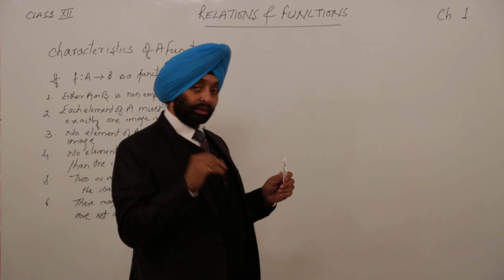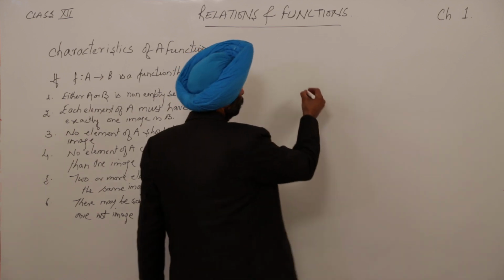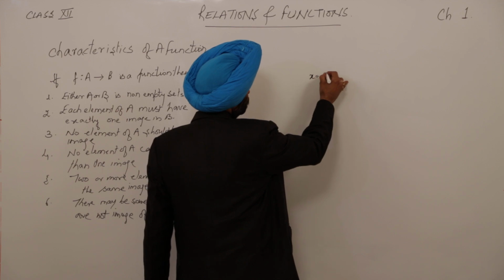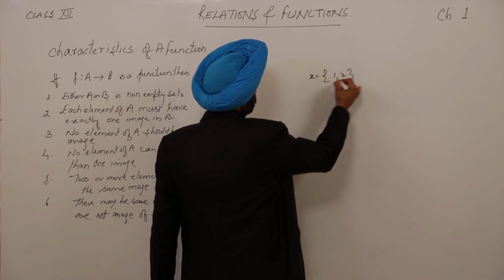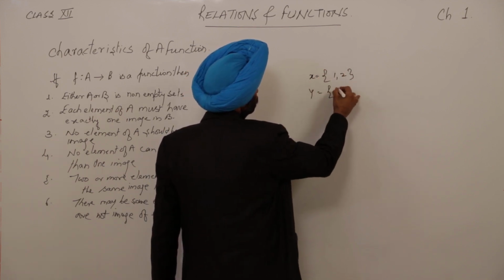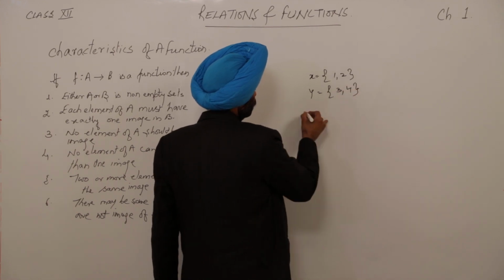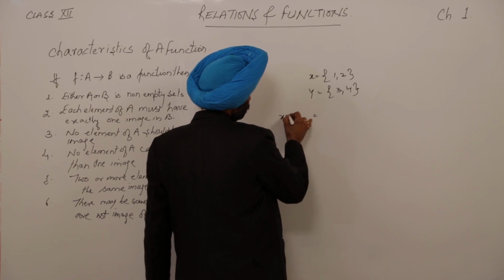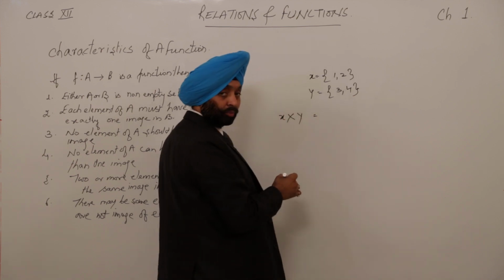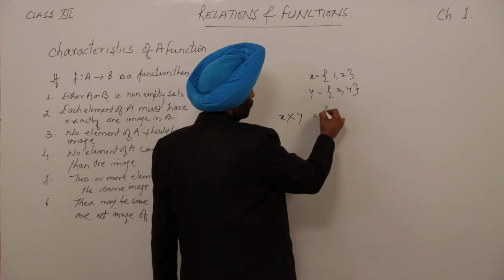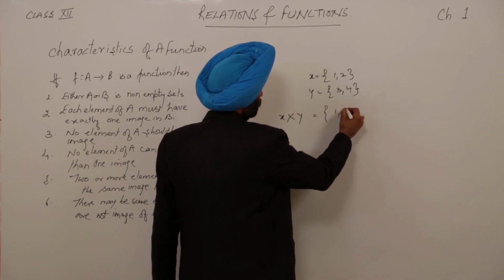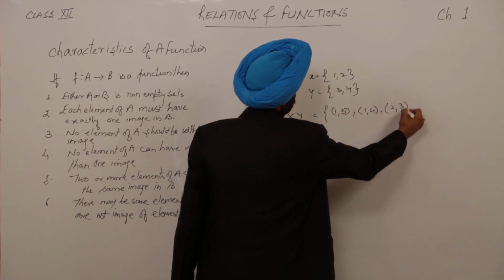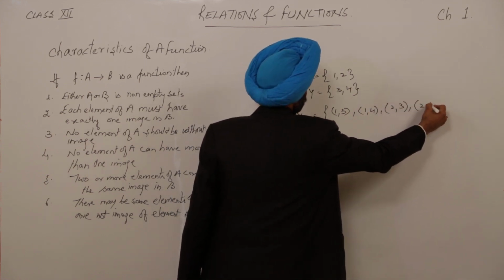Earlier, for a relation, suppose we had X equal to {1, 2} and Y equal to {3, 4}. So we made a relation from X to Y, or you can say a Cartesian product or ordered pairs, whatever we make. For example, (1, 3), (1, 4), (2, 3) and (2, 4).